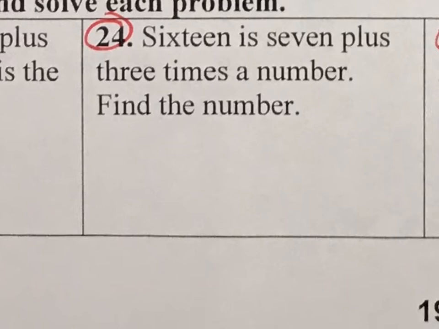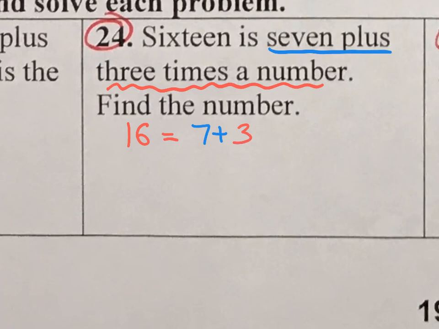It says 16 is, what does that mean, guys? 16 is equal, right? So let's start writing. 16 is what? 7 plus, okay, 7 plus, but then it says what? 3 times a number. So 3 times a number. It's not bad. There's your equation. Could we solve that equation? Yeah. All right, so let's solve it. It'd be nice if it were all the same color.